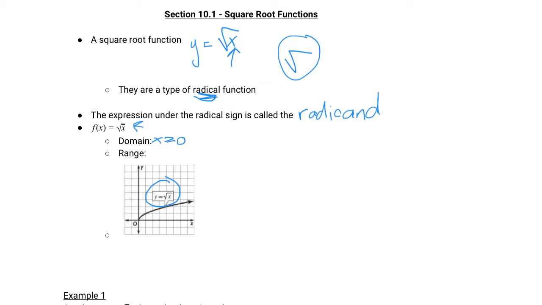The range is everything that y can be. So now we're going to look at our graph in a vertical kind of way. X is horizontal. Now we're going to look vertical. So if we start at 0 with y, and then we go up, it's just going to keep going up and up forever and ever. So the lowest y will ever be is 0. So I can say that my range is going to be y is greater than or equal to 0. X is only going to be 0 or more. Y will only be 0 or more.